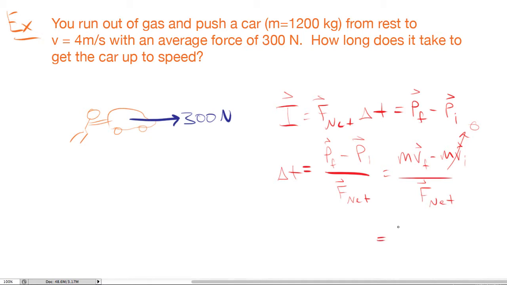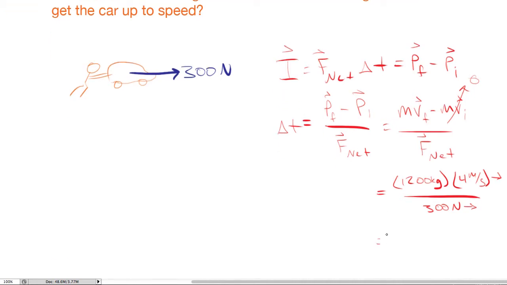So I can plug in my numbers. Mass is 1,200 kilos. The final speed is 4 meters per second, and it looks like it's to the right as I've drawn it. The net force, 300 newtons, is also to the right. If you solve that, you get about 16 seconds. So it takes about 16 seconds to get that car up to speed, which seems reasonable. Cars are heavy. Pushing them takes a while.